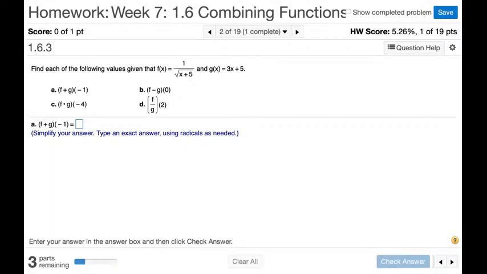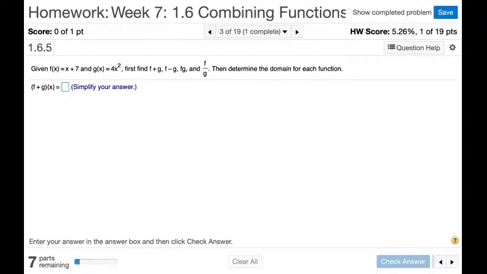We're going to skip this one because it's similar. Okay, I'm going to do this one because it asks for the domain of each function. f plus g of x, right? Go ahead. Let me see.